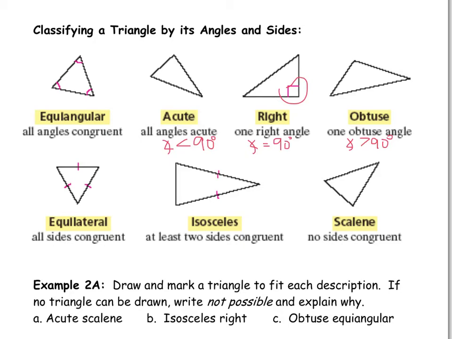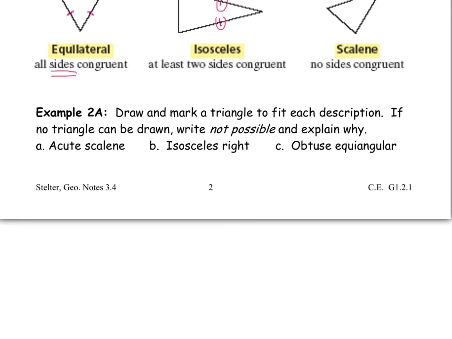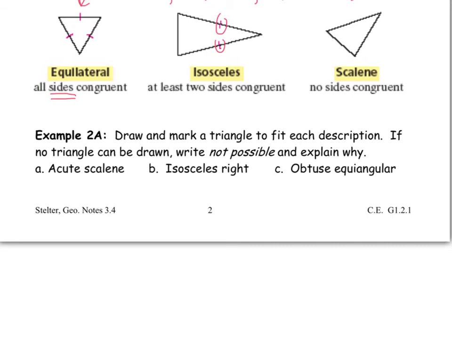Now we're dealing with the side lengths. Equilateral means all the sides are congruent. That's why we have these little congruent marks here. An isosceles triangle has at least two sides congruent. And scalene, notice there are no congruent marks. That means no sides are the same. So write all those out. Students are usually very familiar with those. And we are going to draw and mark a triangle to fit each description. If no triangle can be drawn, write not possible and explain why.